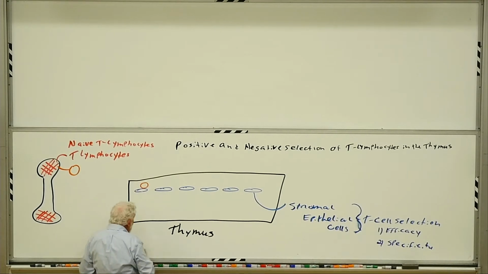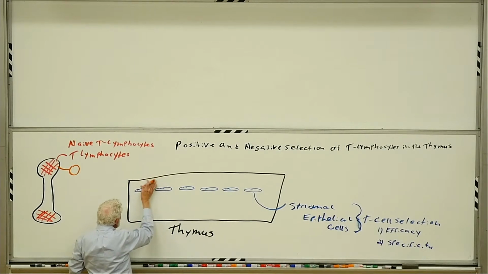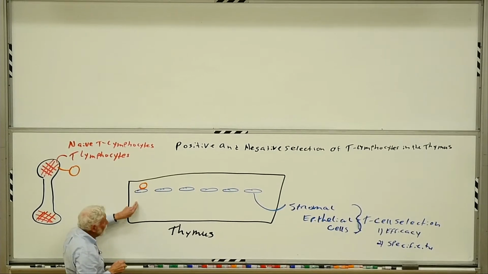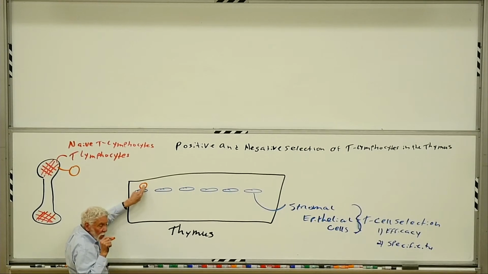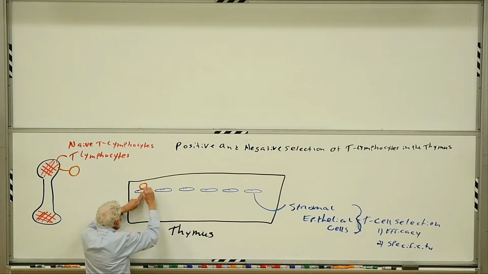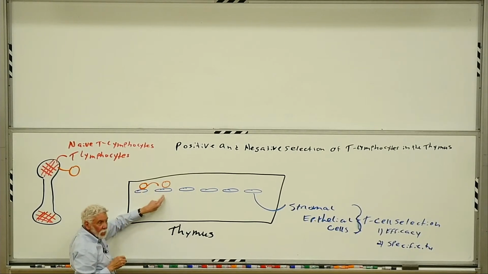But then another naive T cell comes along. We have another T cell here. Same process. Handshake, hello, how are you? The epithelial cell says to the T lymphocyte, can you recognize proteins expressed in other cells? And the naive T lymphocyte says, sure, I can do that, no problem. And it says, good, you passed the test. And it passes this naive T cell to the next epithelial cell.